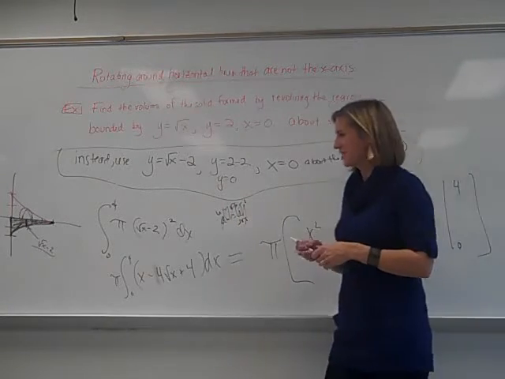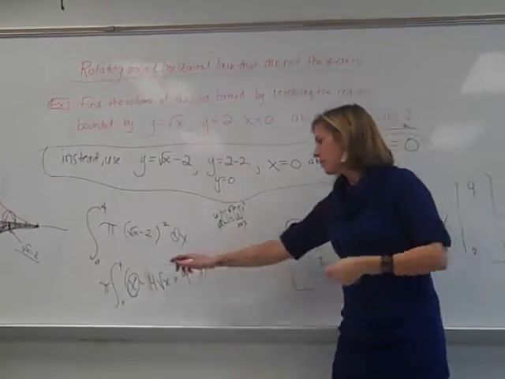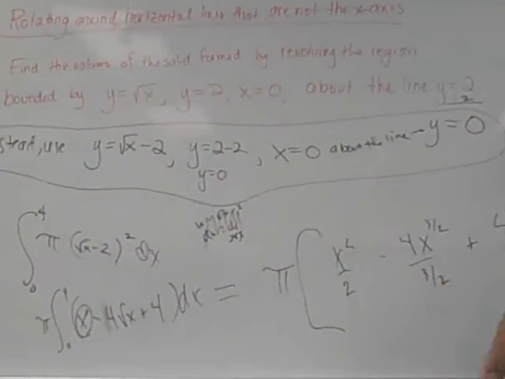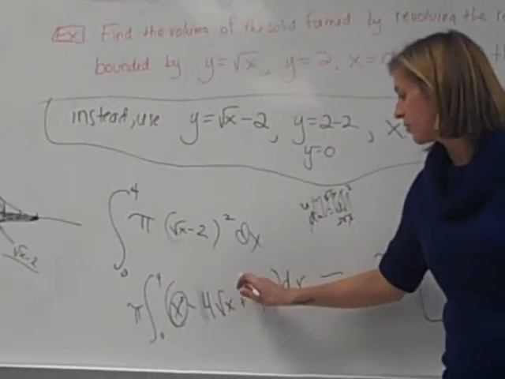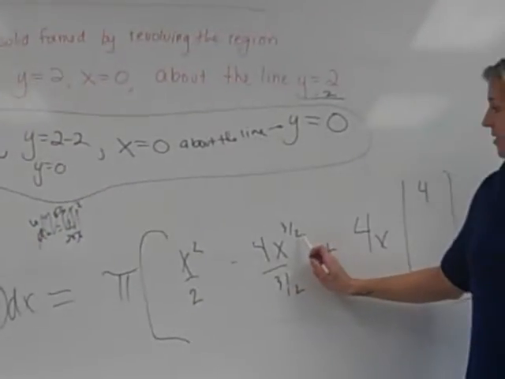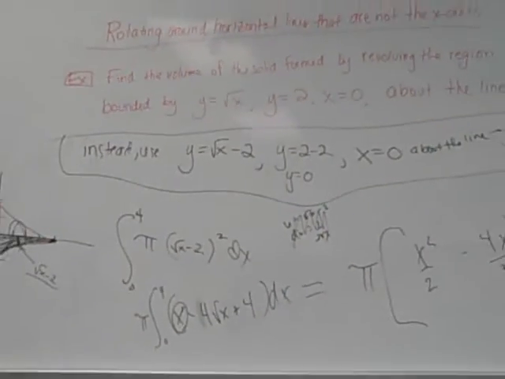Sorry. Do you get it? I went term by term. So x was to the first, so I added 1 to the power and put it over the new power. We're not done, not yet. And then this was 4x to the 1/2, so I added 1 to the 1/2 and put it over that power. And then for 4, the integral is going to be 4x.